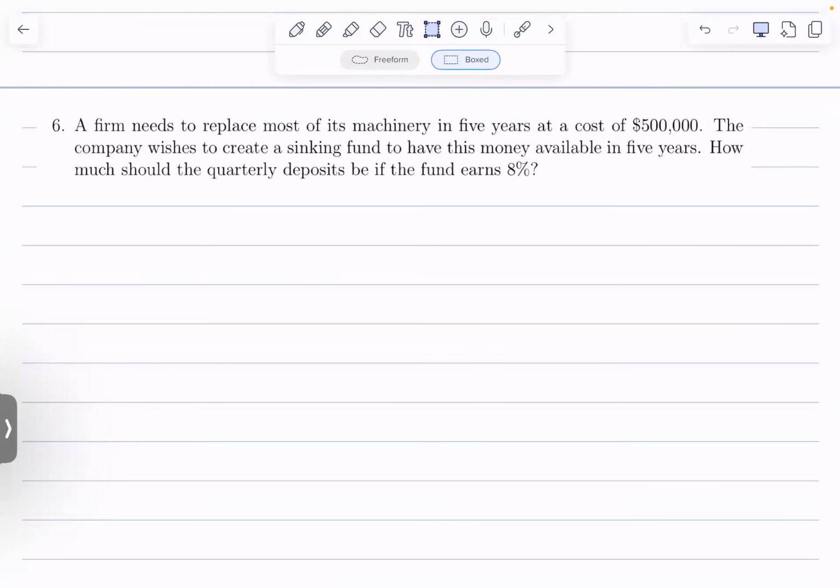Question 6. A firm needs to replace most of its machinery in 5 years at a cost of $500,000. The company wishes to create a sinking fund to have this money available in 5 years. Now, a sinking fund is just that special case where you make payments and you accumulate to a desired amount. How much should the quarterly deposits be if the fund earns 8%?